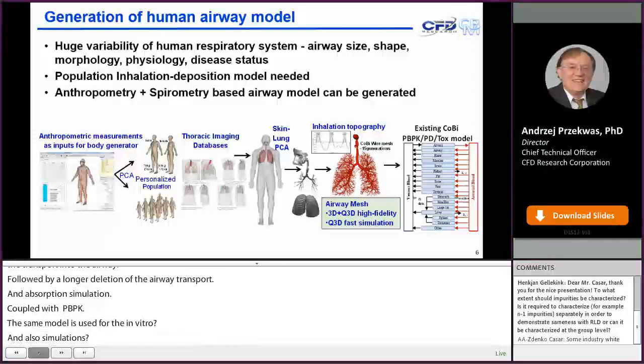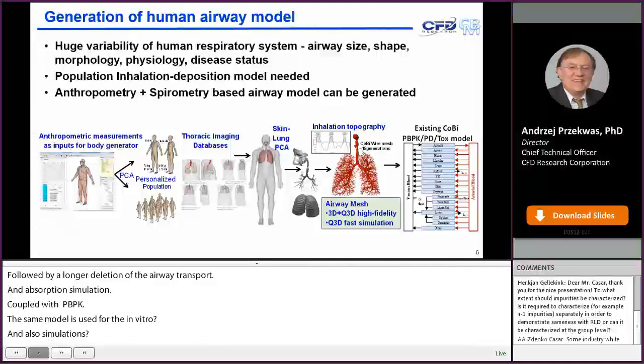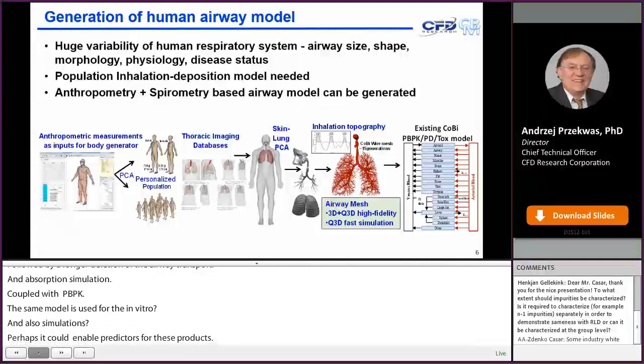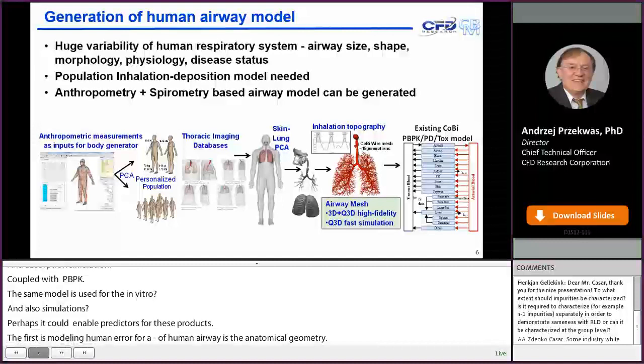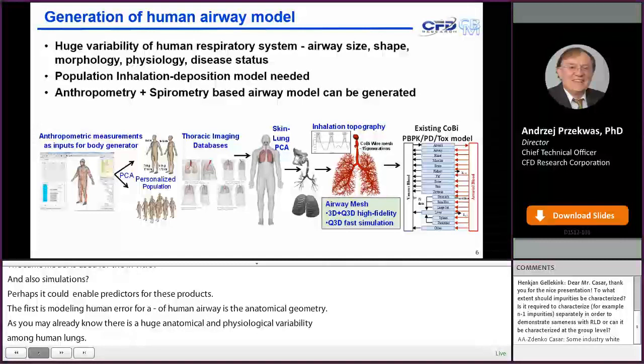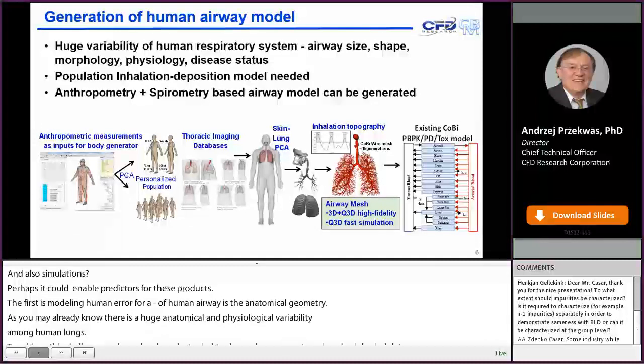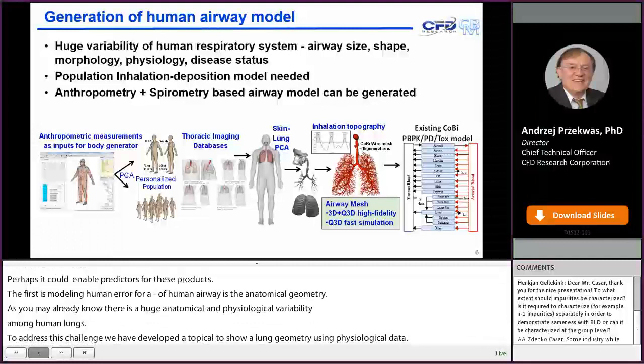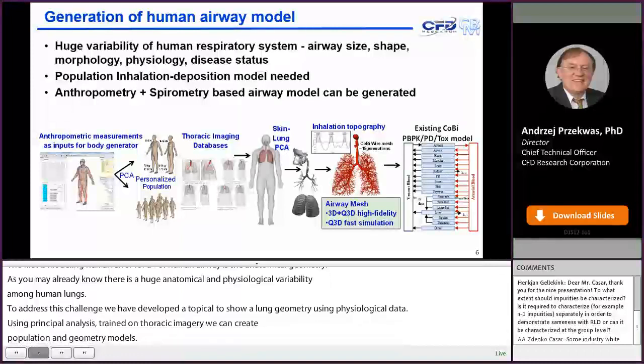The first step in modeling human airway, drug product inhalation and deposition, is the generation of the whole lung anatomical geometry. As you may know, there is huge anatomical and physiological variability among human lungs. To address this challenge, we have developed a protocol to generate human airway and lung geometries using anthropometric and physiological data. Using principal component analysis, or PCA, trained on thoracic clinical imaging data, we can create personalized and population lung geometry models. For CFD simulation, we can generate computational mesh of the airway, lumen, and the barrier wall, which is coupled to the whole body PBPK.